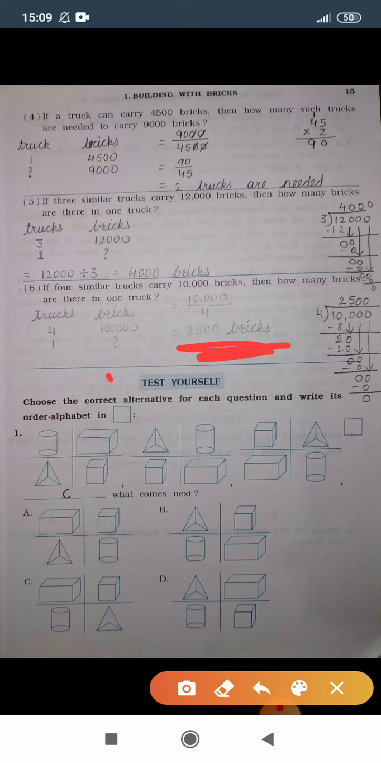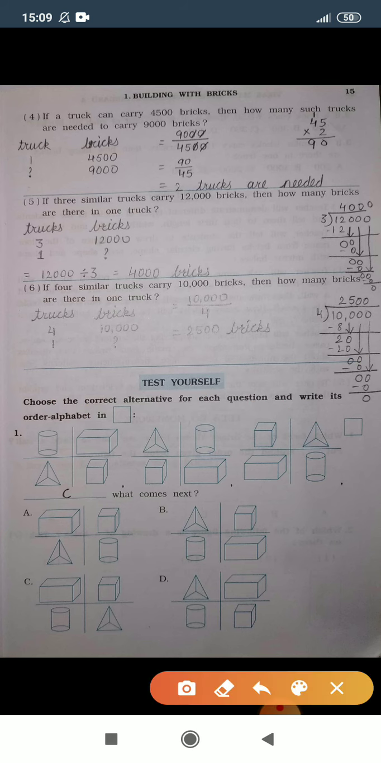Let's see the next question. Test yourself. In that, choose the correct alternative for each question and write its alphabet in square brackets. So let's see the first one. The first diagram is given here, the second one is given here, third is here. Now we need to find out what comes next after these three consecutive diagrams. Then after the fourth diagram will be what? Option A, option B, option C and option D.